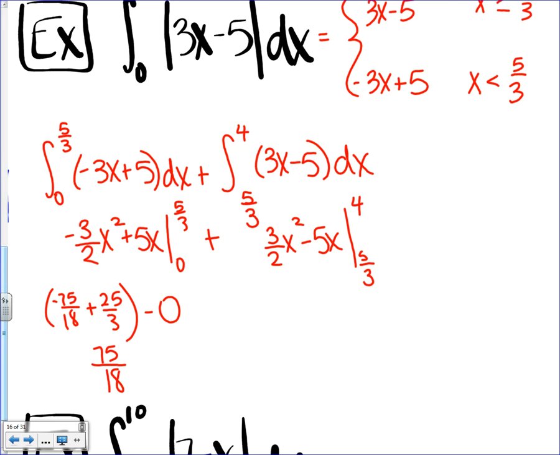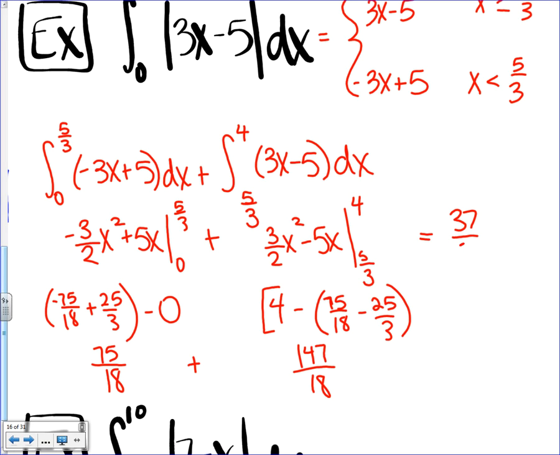You simplify that all down, I get 75/18. Over here, when I plug in 4, I actually get 4. When I plug in 5/3, it gets a little bit messy. So I'm going to kind of do it in 2 pieces here. And all together, I get that. If I add them together, I get a final answer of 37/3, or 12 1/3.